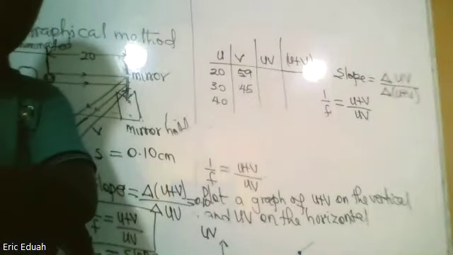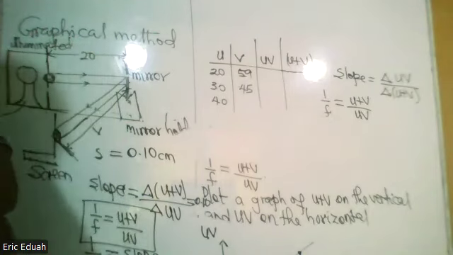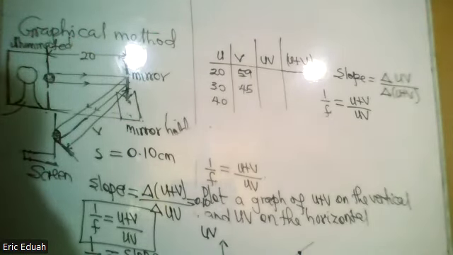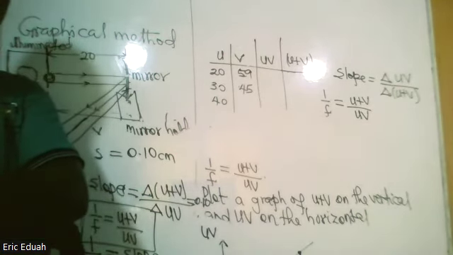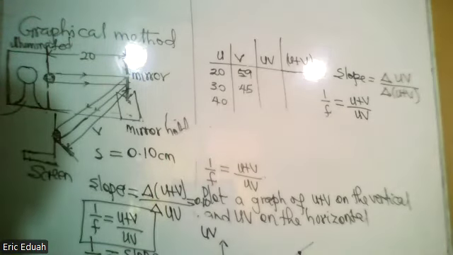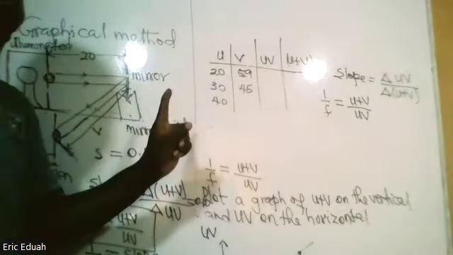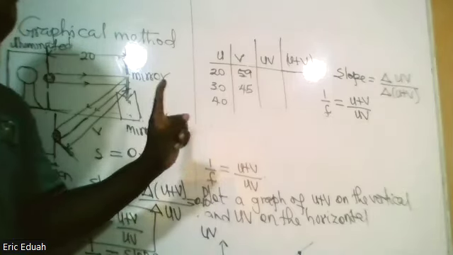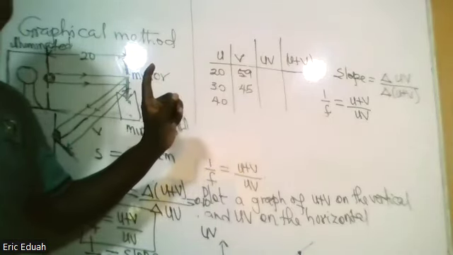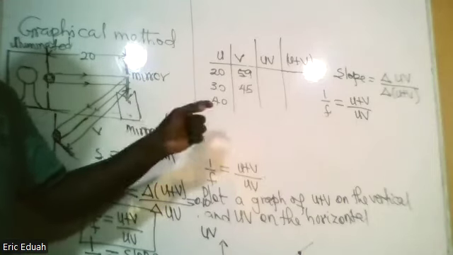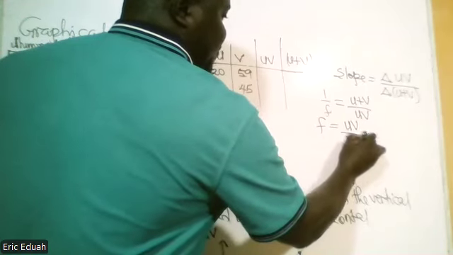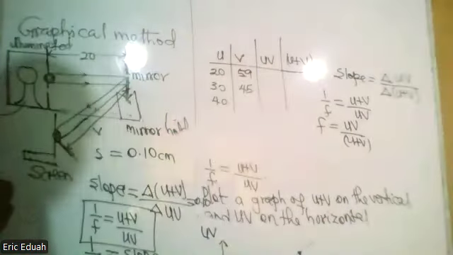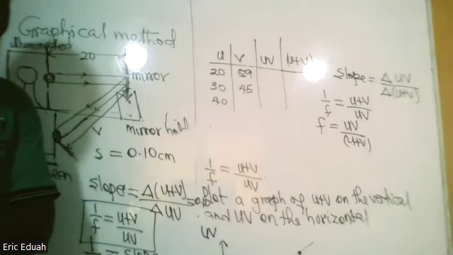How do we find F in this case? If we make F the subject, it will be the inverse of the equation. So it will become UV over U plus V. So F will be equal to UV over U plus V.